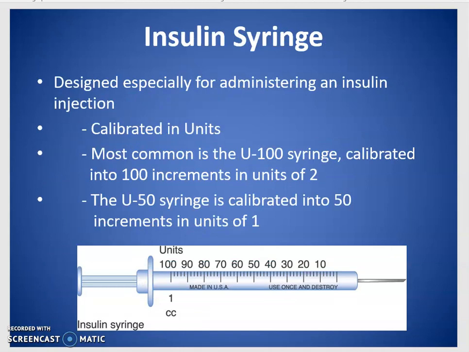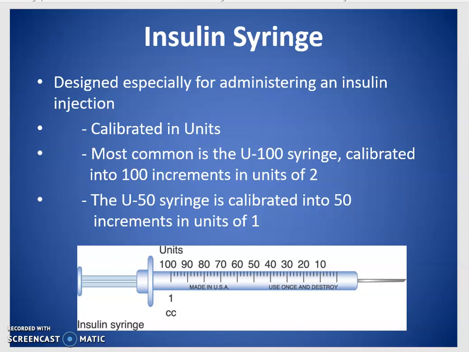Versus an insulin syringe. Now look at the quantity, the way it's metered here. These are designed especially for administering insulin injections. Calibration is in units, and that's what I was struggling with when I first switched to this slide. When we're talking about insulin, I was looking for the word. We want to calibrate them in units.